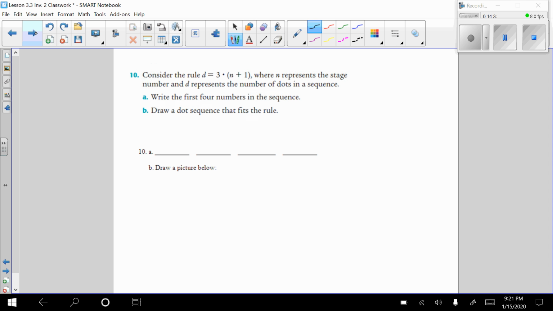Now consider this rule. D equals 3 times parentheses n plus 1. N is representing the stage number, and D represents the number of dots in each sequence. Again, remember we have stage 1, stage 2, stage 3, and stage 4. And we're substituting in the stage number, which represented n, for the n in the rule. So 3 times 1 plus 1. Well, I have to do parentheses first. So if I have 3 times 1 plus 1, substituting in 1, what does that give me? That gives me 3 times 2, which equals 6.